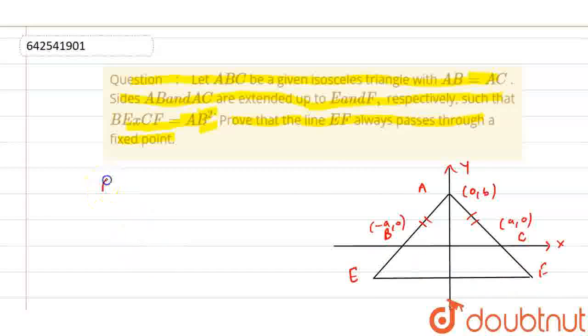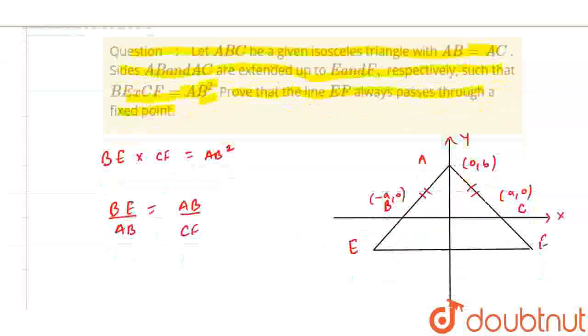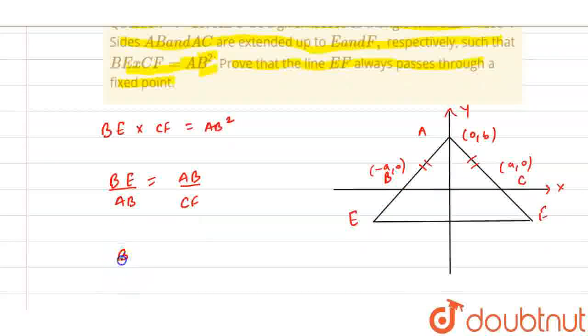Now in the question it was given that BE multiplied by CF is equal to AB square. So we can write it as BE divided by AB is equal to AB divided by CF. According to the question AB is equal to AC, so we get BE divided by AB is equal to AC divided by CF. Let us take this value equal to lambda, so this is lambda by 1.